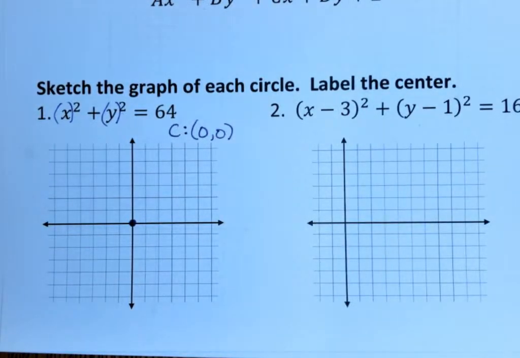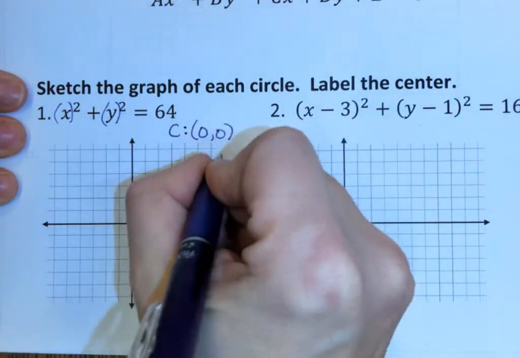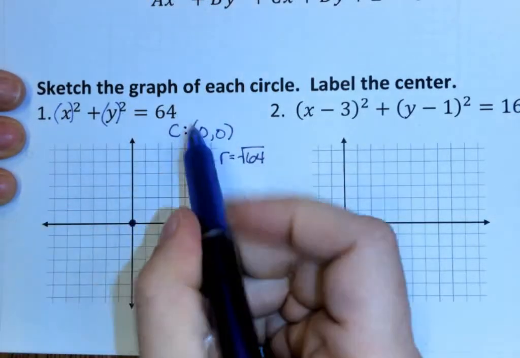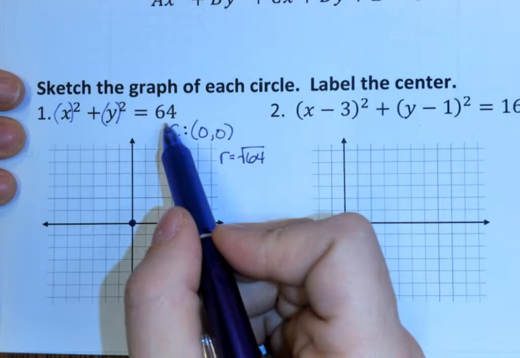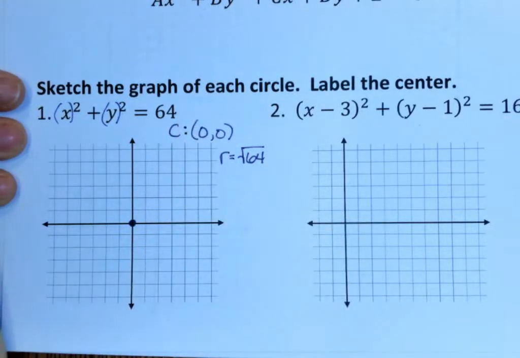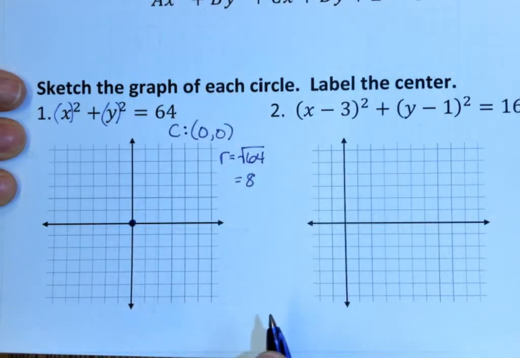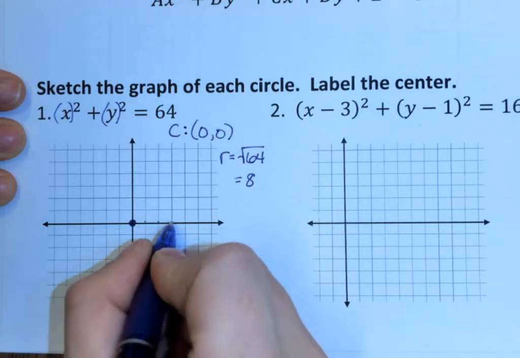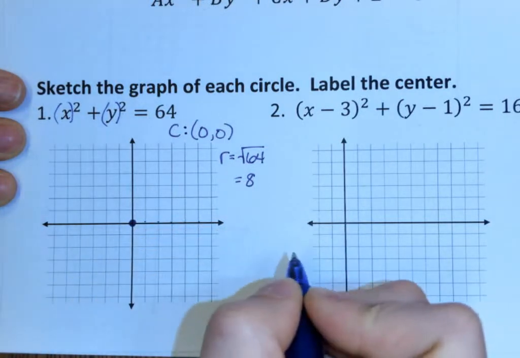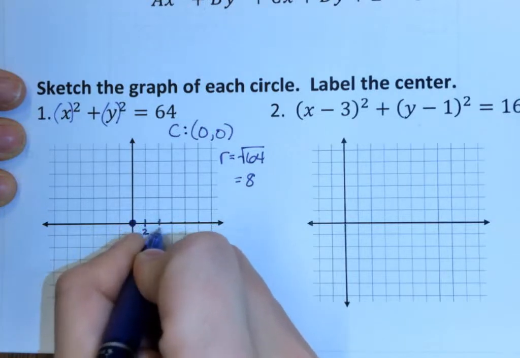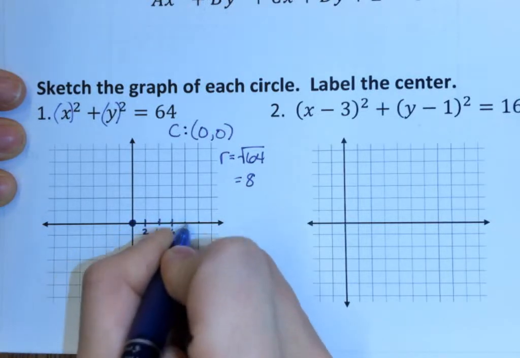What else do I need? A radius. How do I find my radius? Square root of 64. Please do not forget that square root. And what is the square root of 64? 8? 8 is great. Now, if I look at my picture, 1, 2, 3, 4, 5, 6, I'm off the graph. So what I can do, because I've got math magic, what am I doing here?